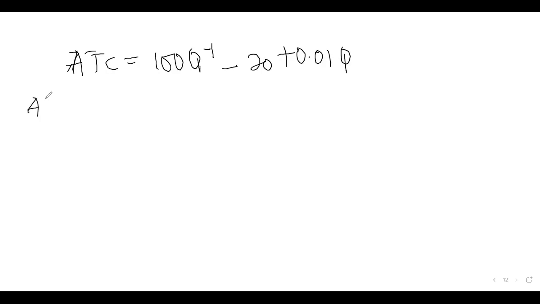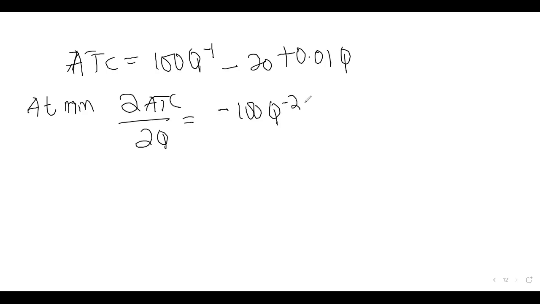At the minimum, or at the turning point, we all know that we have to differentiate the average total cost and equate it to 0 if we want to find the turning point of a curve. So you now get negative 100Q to the power negative 2. Then the 20 will vanish. Then we have plus 0.01 equal to 0. So here we will have 0.01 equal to 100Q to the power negative 2.